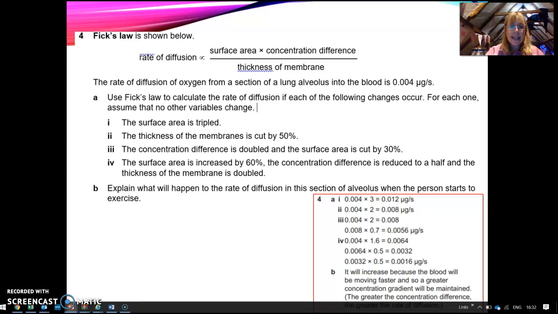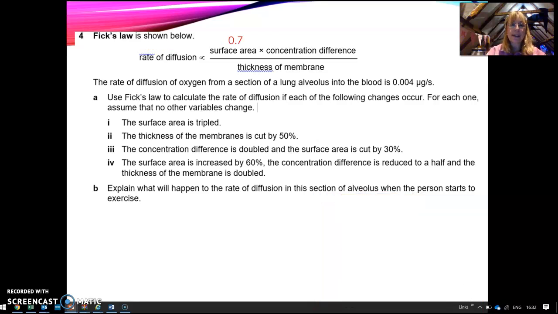Okay, the next question. The concentration difference is doubled and the surface area is cut by 30. So there I've got my rate of diffusion, my concentration. Oh, hold on. This question got mixed up. Okay, so let's go back over here. Okay, so my surface area is cut by 30%. So rather than it being 1, and if it was 1, it wouldn't affect the rate of diffusion because it's directly proportional, I have cut it by 30%. So now rather than 1, it's 0.7. Okay, that was a bit tricky there.